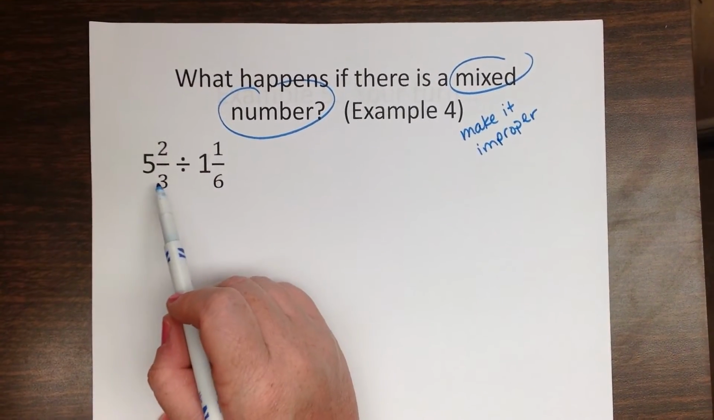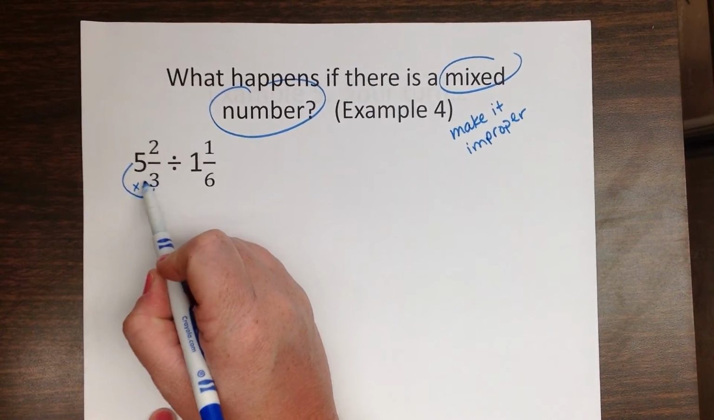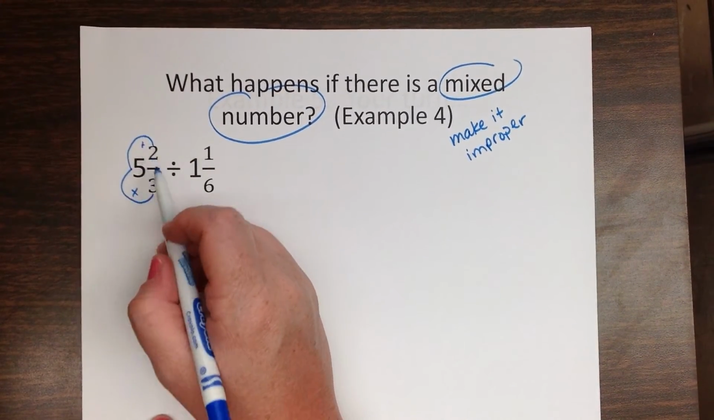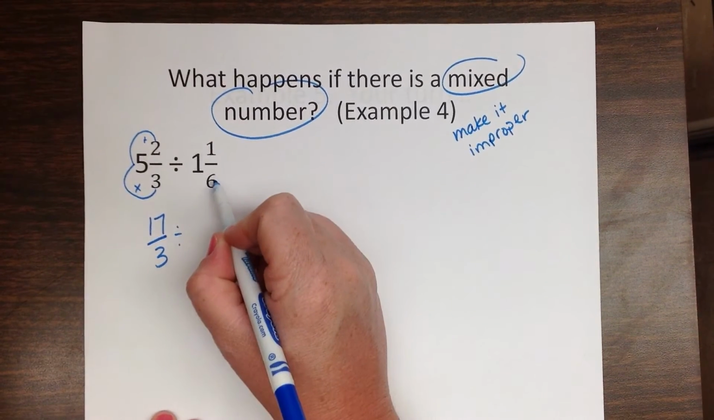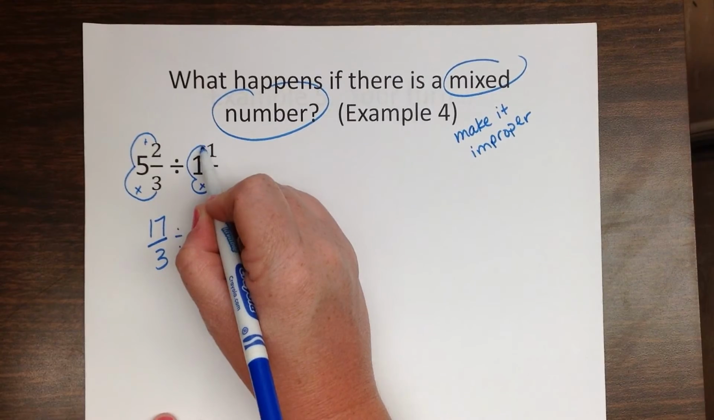To change your mixed number to an improper fraction, you have to multiply your denominator times your whole number. 5 times 3 is 15. Plus 2 becomes 17/3. Divided by 6 times 1 is 6, plus 1 is 7 over 6.